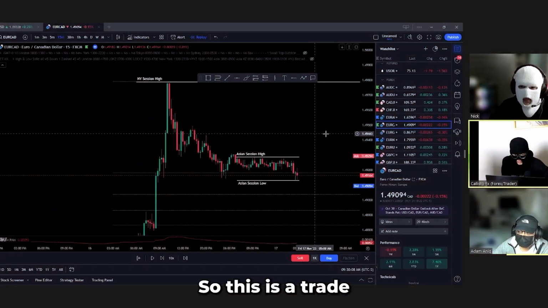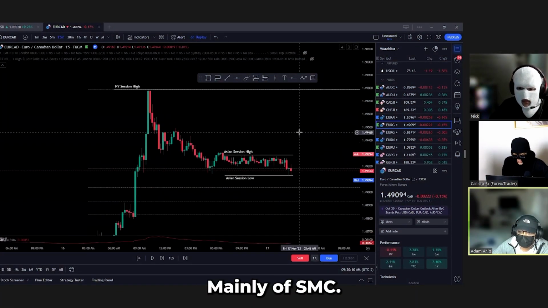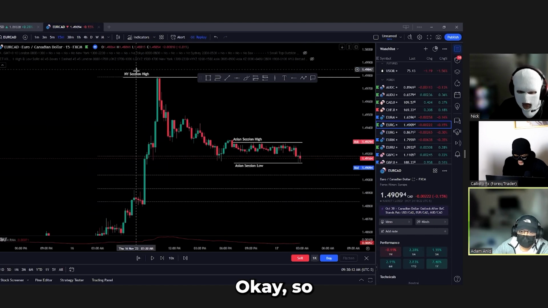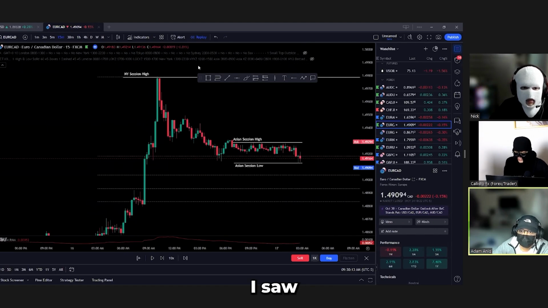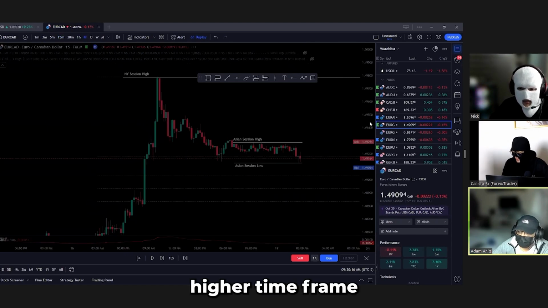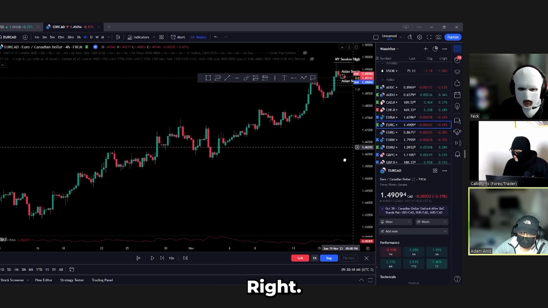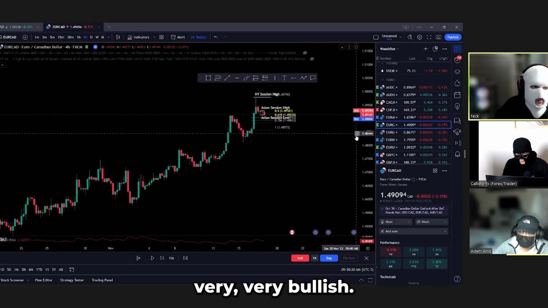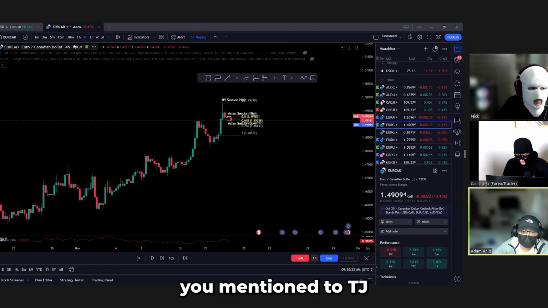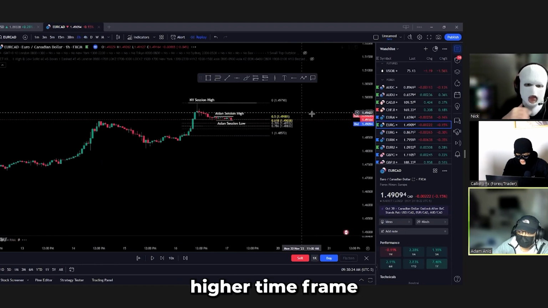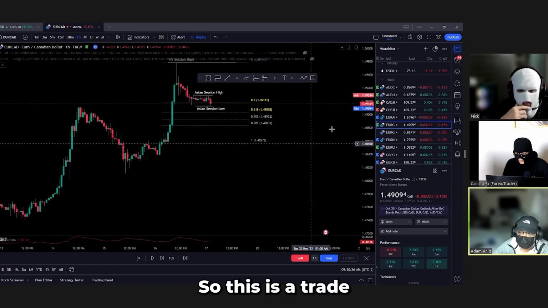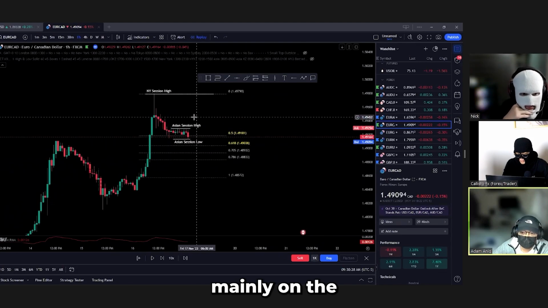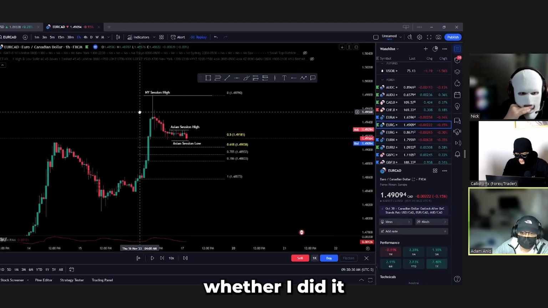Let's go. So it's a trade basically mainly of SMC. Okay, so I saw, let me just move my zoom. Higher time frame is very bullish, right? As you can see here, it's very, very bullish. So just as you mentioned to TJ just now, higher time frame takes priority, right? So this is a trade mainly on the Asian sweep, but I want to see whether I did it right or not.